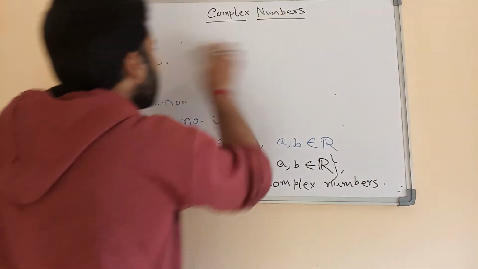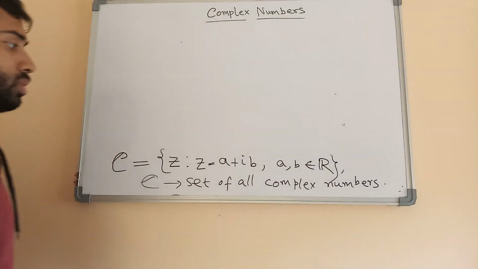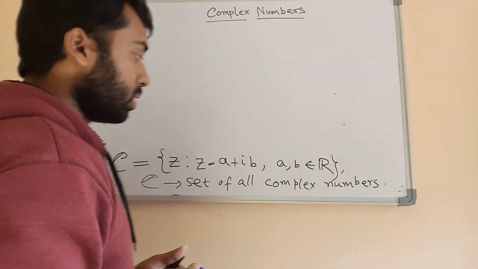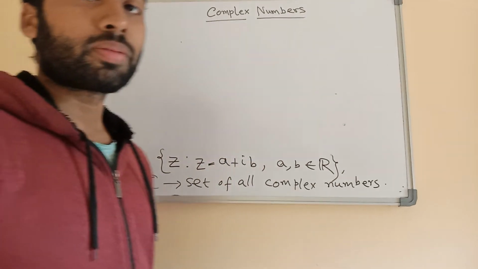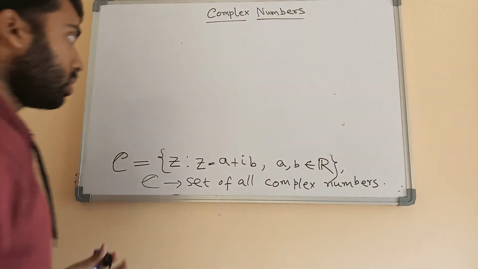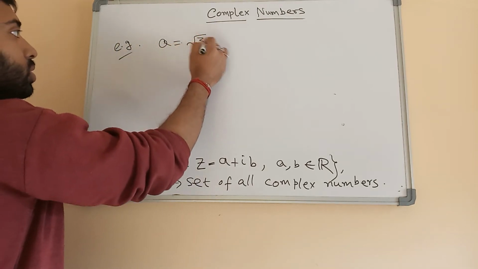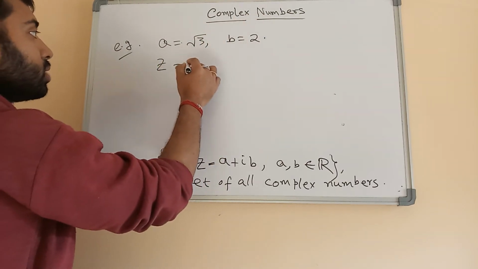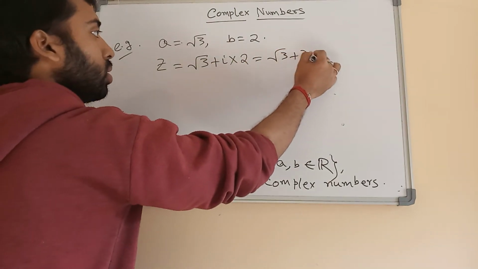So why is it the set of all complex numbers? Because from the definition of complex numbers, we know a and b are arbitrary real numbers. So if I put arbitrary values of a and b, then we will get different types of complex numbers, and then it will form the whole set of complex numbers. So let's take an example. Suppose I am taking a equals root 3, b equals 2. Then the form of z will be root 3 plus i into b, that is root 3 plus 2i.